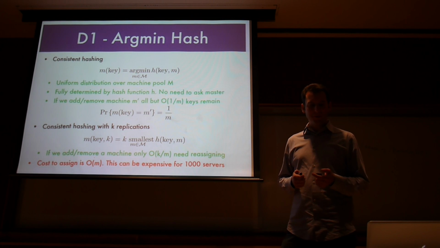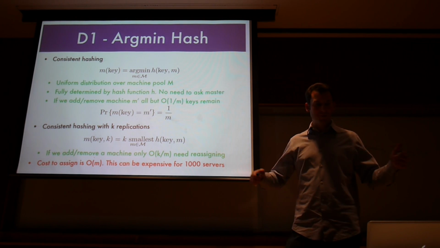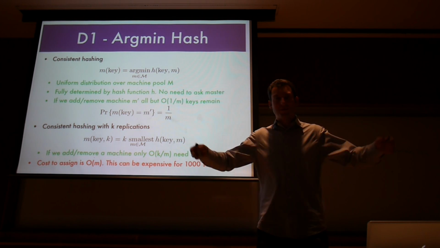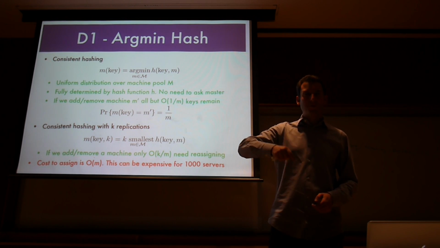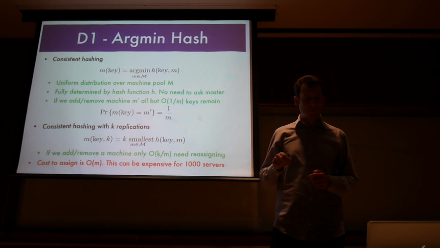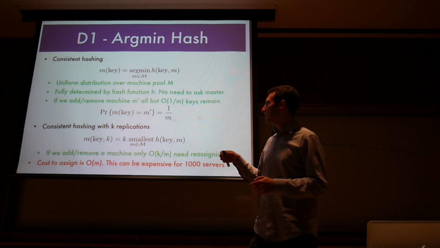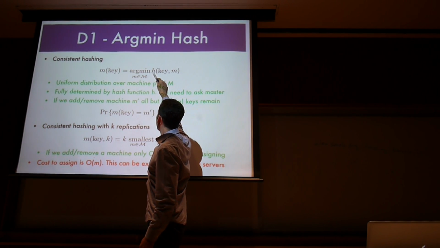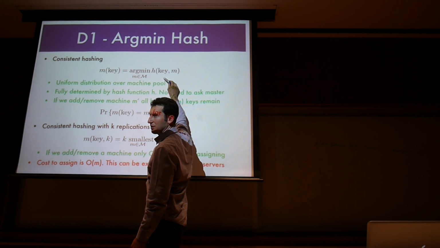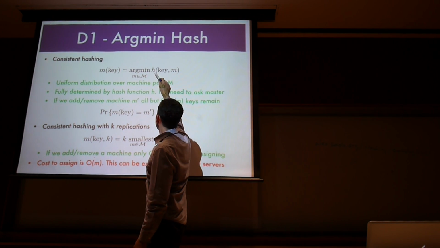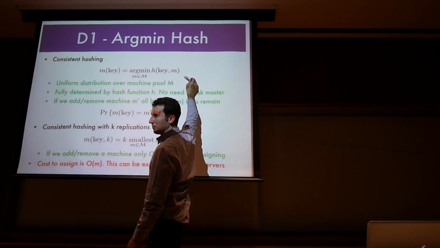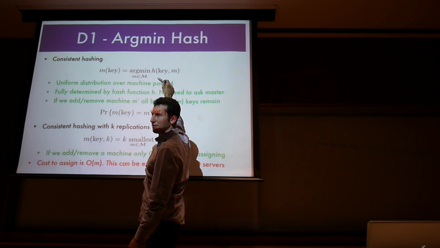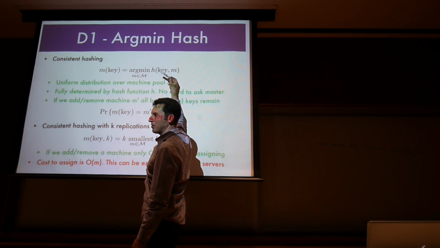So let's say I want to make sure that I get a uniform distribution over the machine pool. So if I have m machines, for any key, the probability that that key ends up at a specific machine should be 1 over the size of the machine pool. Now I'm achieving this by picking, among all the machines from the machine pool, the machine for which the hash of the key and the machine ID is the smallest. Since I can assume that the hash of key and machine ID is essentially a random number, which one's going to be the smallest is uniformly distributed among all the machines. And it's going to be a different machine for each key.